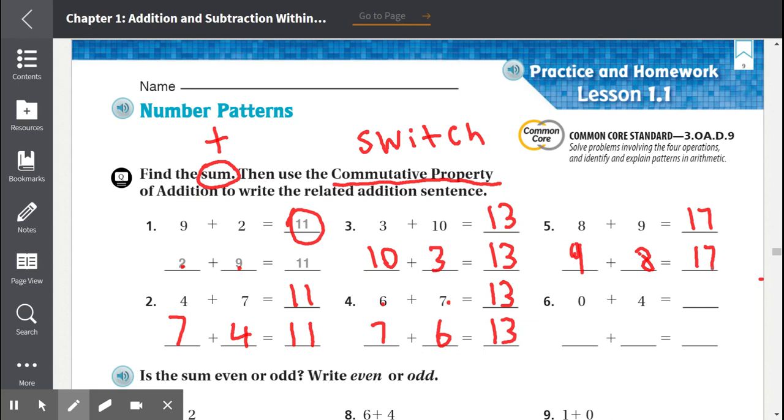On to number 6. We have 0 plus 4. 0 plus 4 will equal 4. Now, with the commutative property, we switch them to get the related addition sentence. So that must mean it becomes 4 plus 0. But since it's the commutative property, if 0 plus 4 equals 4, then when we switch the numbers, 4 plus 0 will also equal 4.